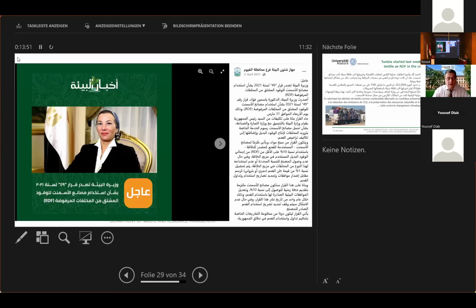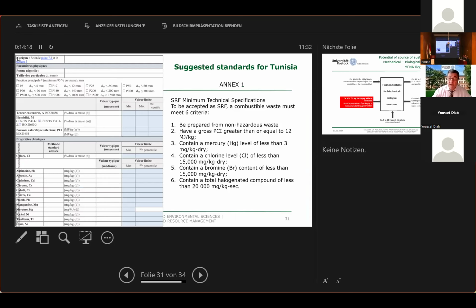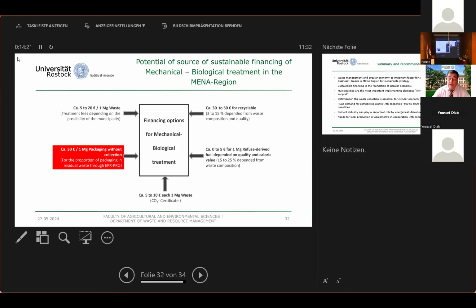It was 2021 when the ministry in Egypt decided that 10% of the energy in the cement industry should be from waste. Now the cement industry looks for it. Tunisia has now started to use textiles in the cement industry. We have the regulation, and we have to speak about the financing.